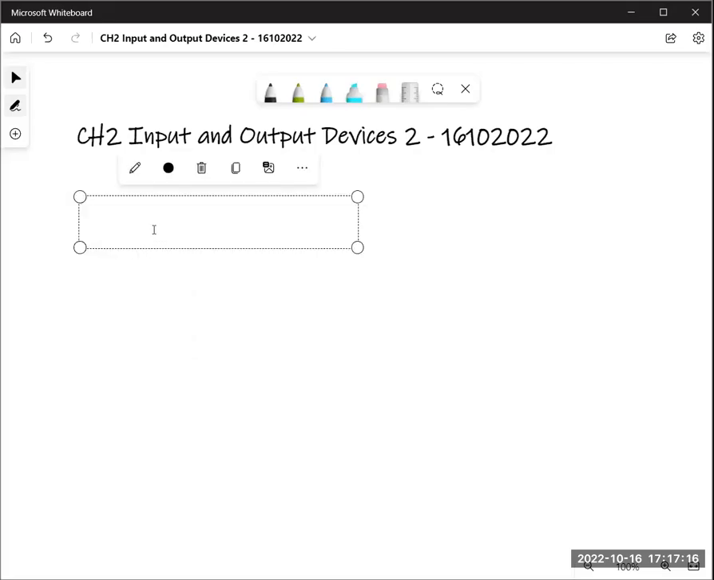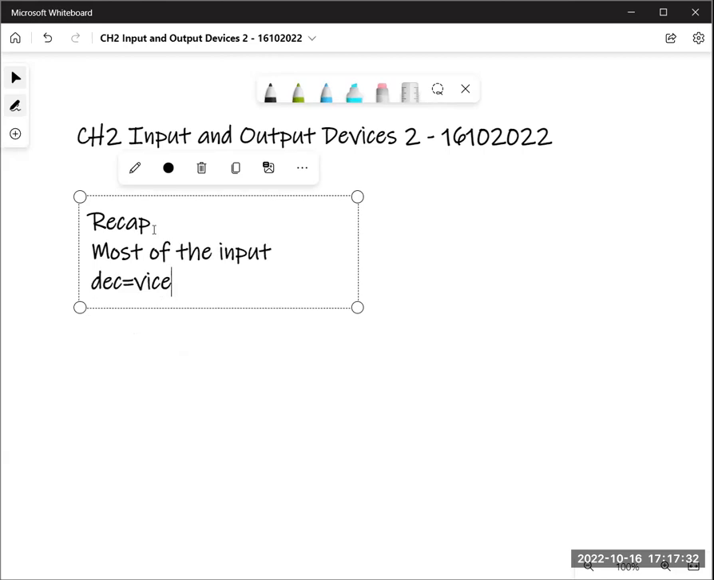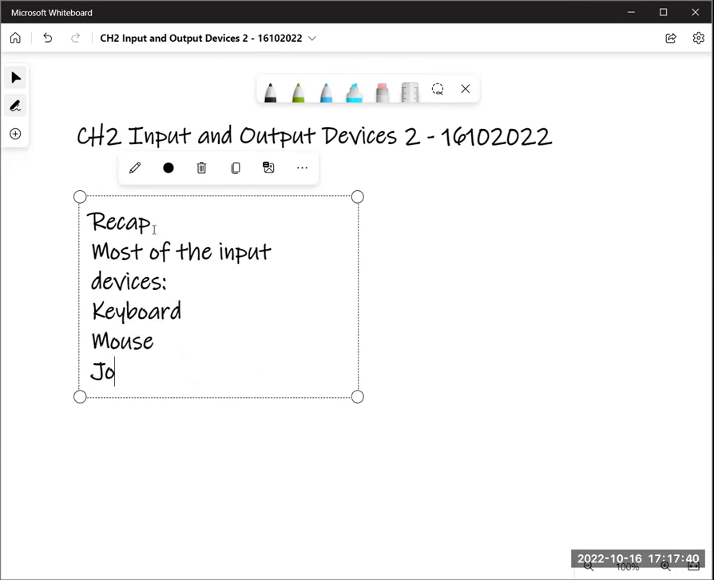We're studying IGCSE ICT, and we're looking at chapter number 2, input and output devices 2. Now in this class, we're going to focus on, let's see, what did we learn in the last class, actually. Recap, we read most of the input devices like, we looked at a few things: keyboard, mouse, joystick, driving wheel, touch screens.